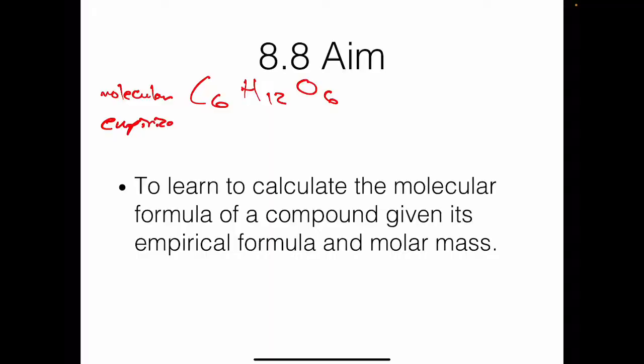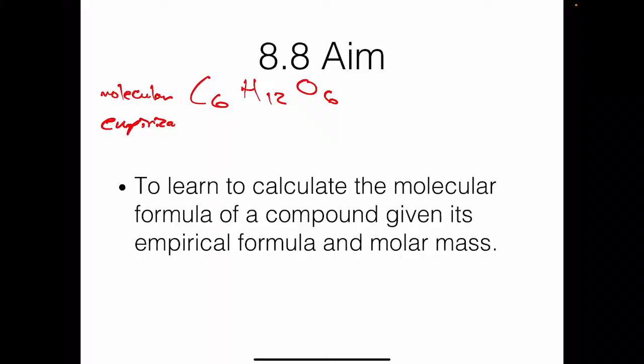Then you want to divide the mass of the molecular formula by the mass of the empirical formula. And this just answers the question, how many times larger are we looking at? And then once we figure out how many times larger the molecular formula is than the empirical formula, then we multiply the subscripts by that answer.